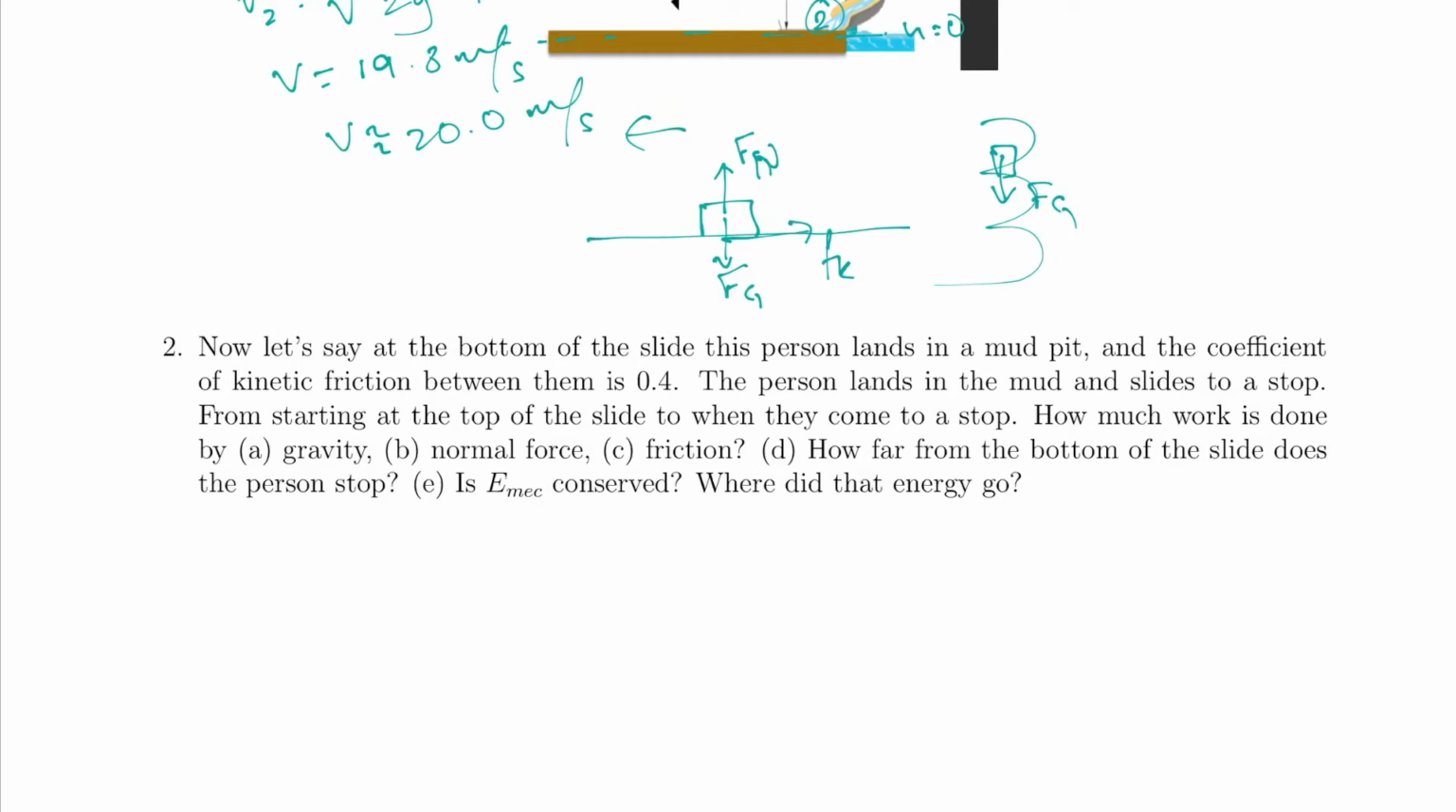If you rewrite this, gravity just does work on the slide over there. When it's in that mud pit, gravity is perpendicular to the displacement, so gravity does not do any work. Normal does not do any work. Friction is bringing it to a stop, so kinetic friction is doing negative work on the person.